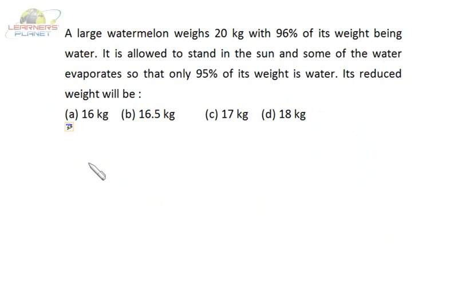Now let's take this problem. A watermelon weighs 20 kilogram with 96% of its weight is water. It is allowed to stand in the sun and some of the water evaporates so that 95% of its weight is now water. Okay. Now what's the reduced weight of the watermelon? We have to find out. Friends, if 20 kilogram is the initial weight, 96% of its weight is water. That means 4% is pulp. So what is the 4% of 20 kilogram? That is 800 gram. So pulp, initially it's 4%. That is around 800 gram.